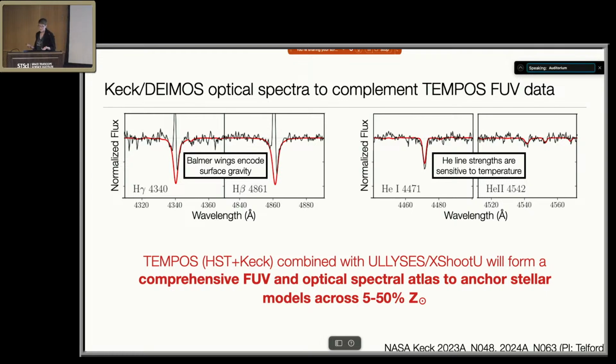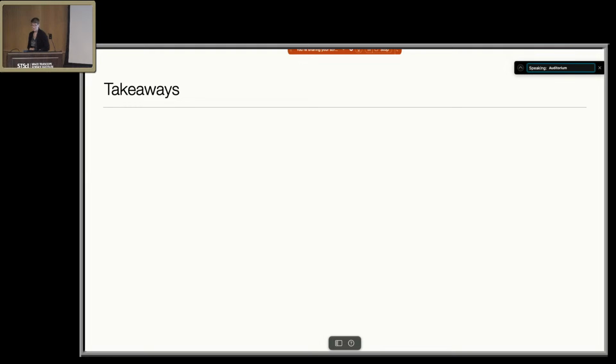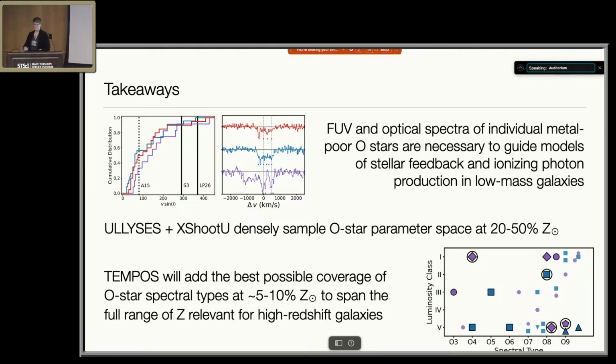And combined with Ulysses and X-shooting Ulysses data, we will have the best possible calibration data set across 5 to 50% solar metallicity, spanning the full range that's relevant for modeling high redshift galaxies during the epoch of reionization. Okay, I think I'm out of time, so I'm just going to leave up conclusions and take questions. Thank you.